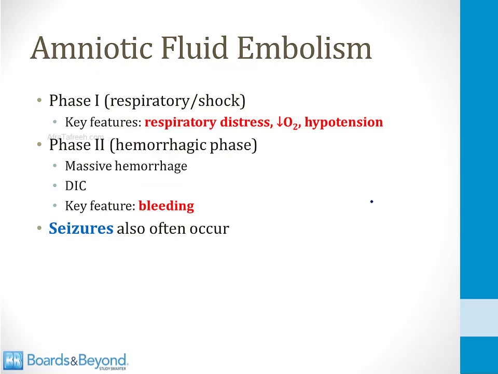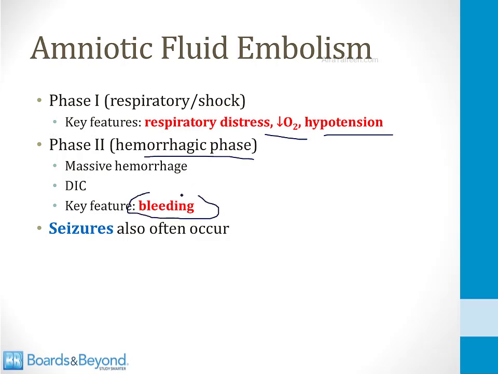In a board question, this is basically going to be a woman who has had a normal pregnancy and then gets very sick and possibly dies at the time of delivery or shortly after. Technically, there are two phases to the syndrome. In the first phase, there's respiratory distress and shock. The woman will have hypoxemia and hypotension. This is followed by a second phase called the hemorrhagic phase, where the woman has massive bleeding and DIC.